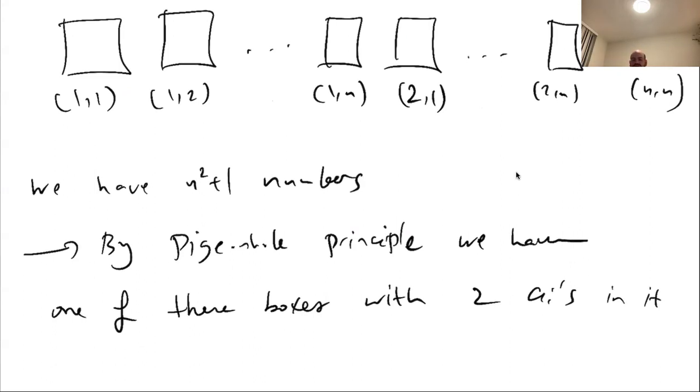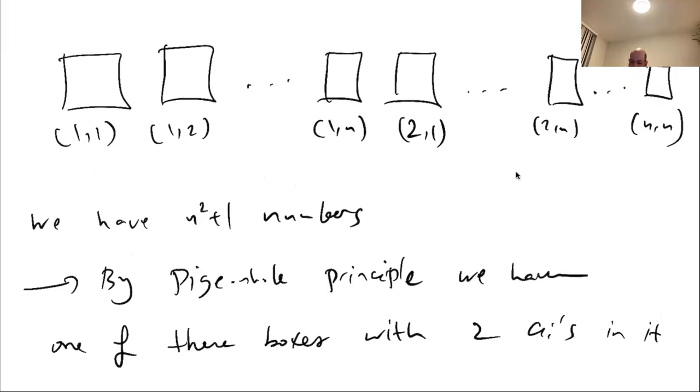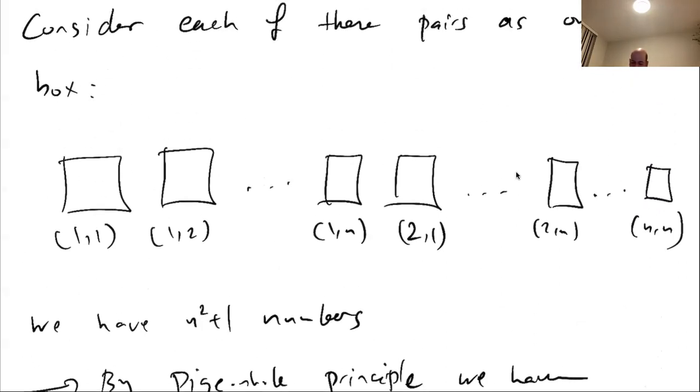So two AIs in it means what? For every AI, I was considering a pair of the form Li, Di. So if one box, for example, let's say the first box has two elements in it, A1 and A2 are inside this. How do I know that a number is inside this box or not?